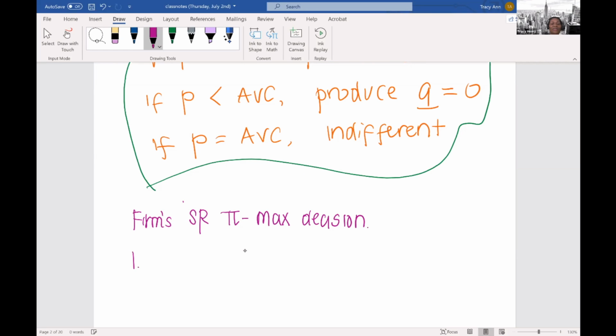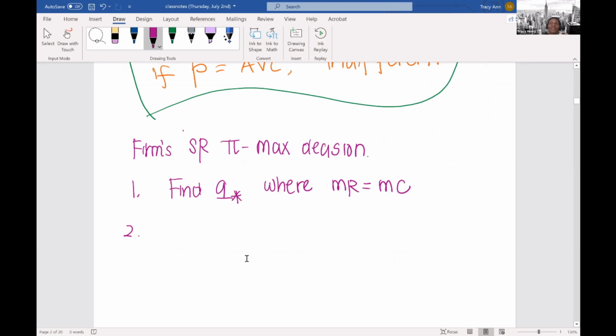First step is that you're going to find Q star where marginal revenue is equal to marginal cost. Then your second step is to compare your Q star with Q0. So if the price of the good is greater than or equal to the average variable cost at Q star, the firm will produce Q star.